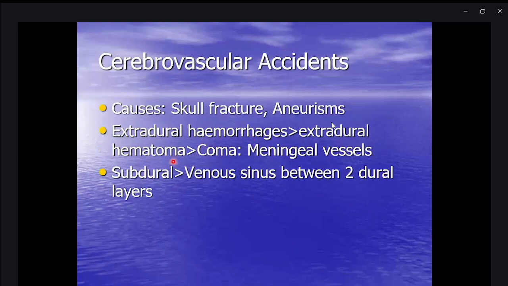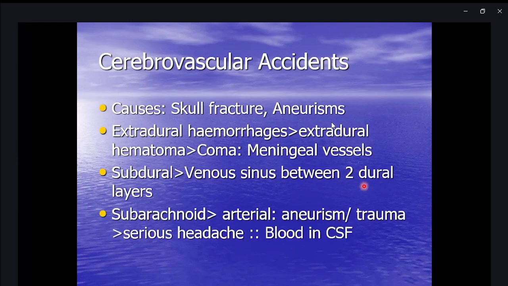In the subarachnoid and subdural spaces, you have venous sinuses. The dural layers have the venous sinuses, and those can also lead to bleeding. Remember that these dural sinuses are between the meningeal and the periosteal parts, and also within the two layers of the dura.